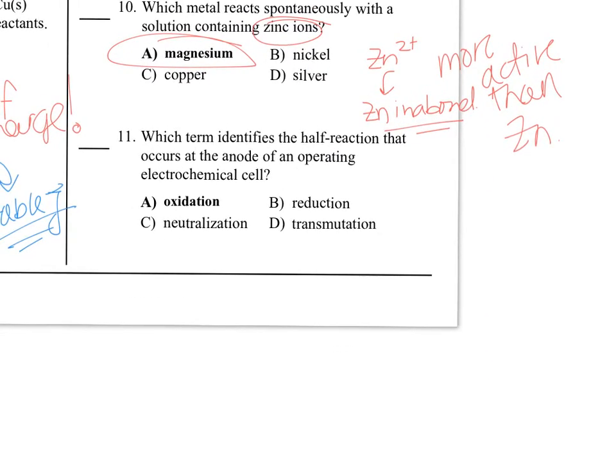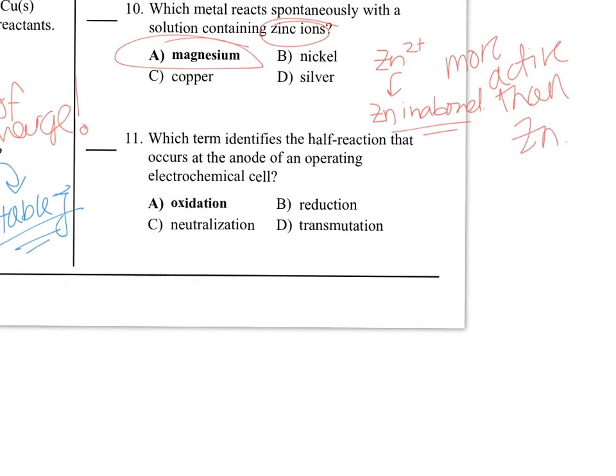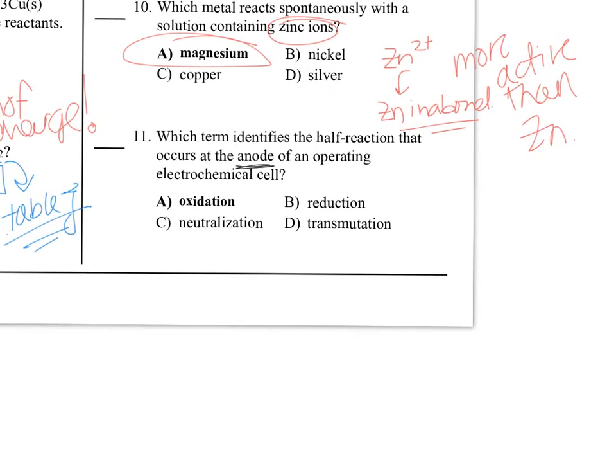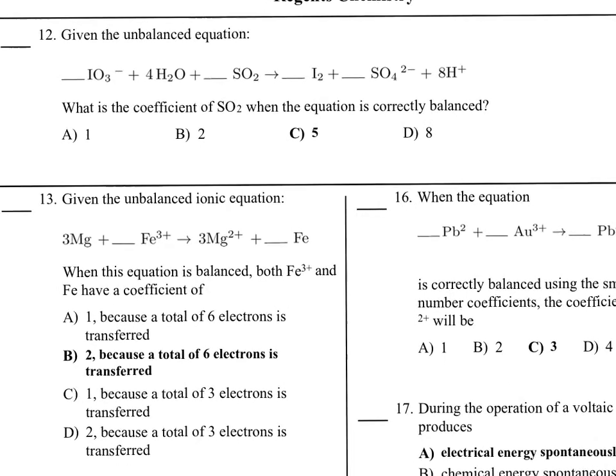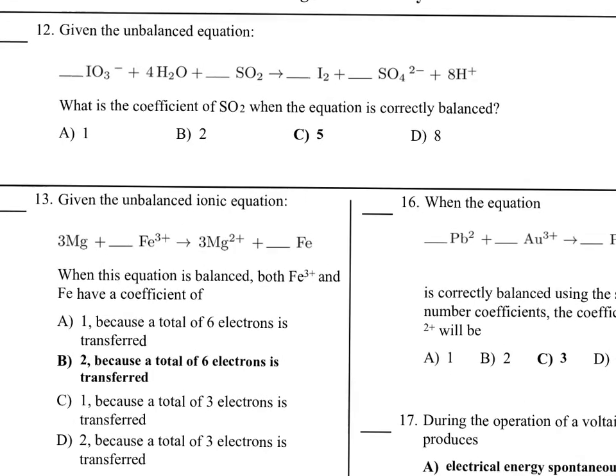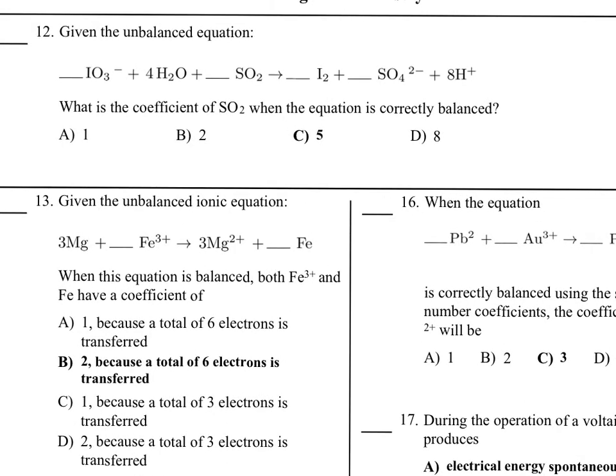Next, I have 11. Which term identifies the half reaction that occurs at the anode? You should all know this. Anode of an operational electrochemical cell. So we want to remember an, active, ox. And that ox tells us our answer. It is oxidation.